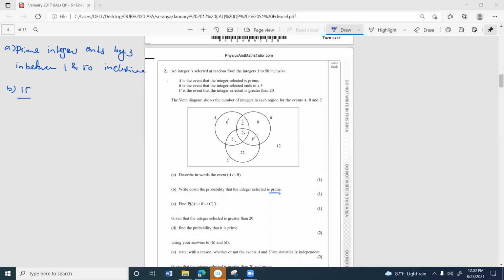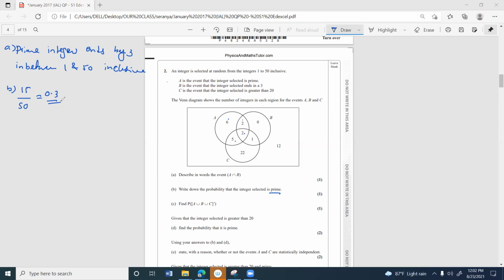Altogether there should be 15 plus another 23, plus 12. Altogether there are 50 integers, so you can count with that. It's 0.3 is the final answer for this question.